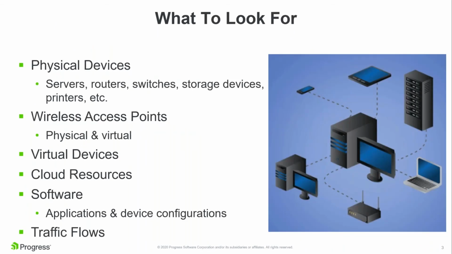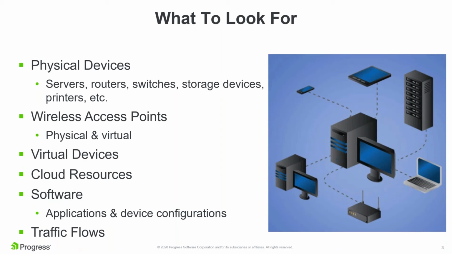So that's great. We need to do network discovery. What are we looking for when we do discovery? Well, obviously everyone's thinking of the standard stuff: the servers, the routers, the switches. Don't forget the storage devices. You've got a lot of different types of storage devices and things like printers and various other physical devices that are out there. All of them are connected to your network in some way, and all of them need to be accounted for.